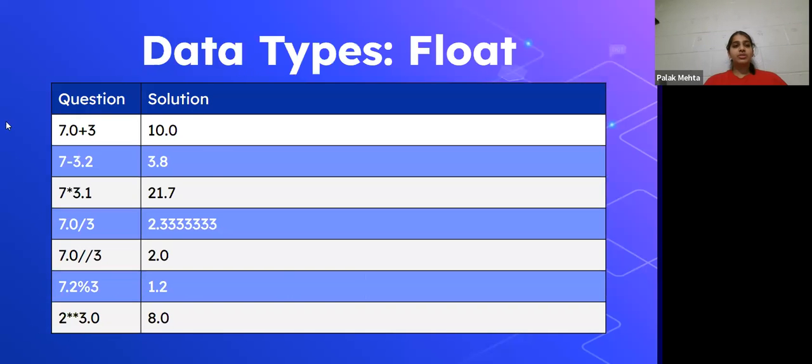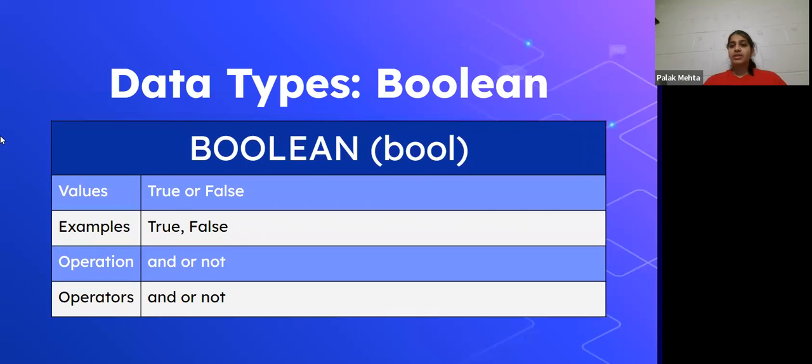All right, so these are some other practice problems that you guys can look at, and we have the solutions right there in front of you. Feel free to practice more if you want to. So now let's go ahead and take a look at our last basic data type that we're going to be talking about, which is a Boolean.